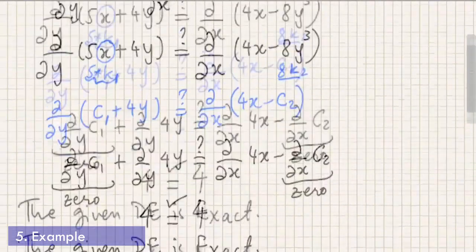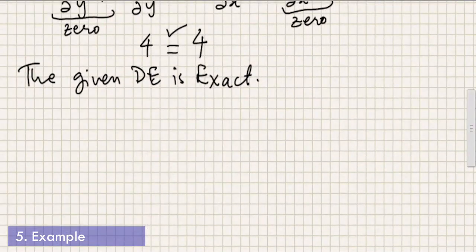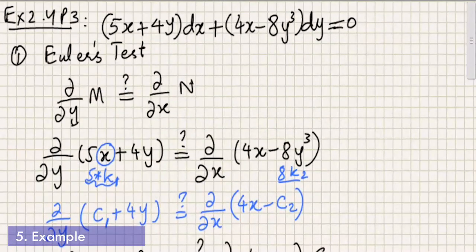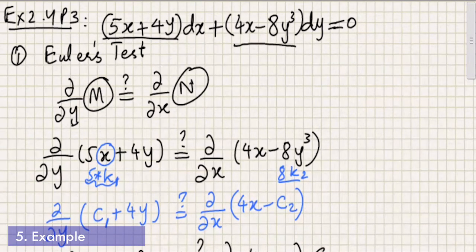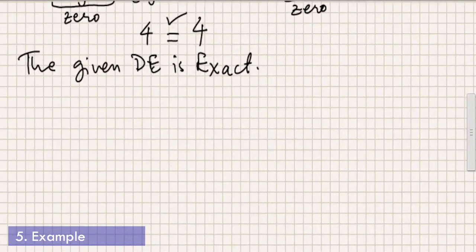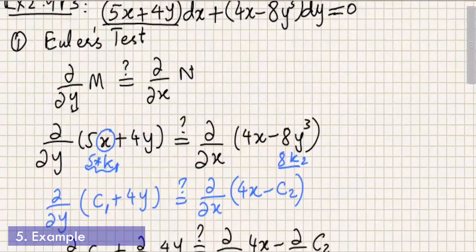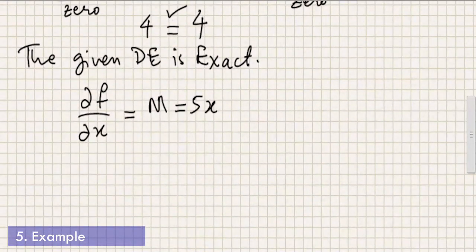So now what do we need to do? We need to solve the equation, right? In order to solve the equation, we need to remember at all times that 5x plus 4y is m and 4x minus 8y cubed is n, right? Now I'm just using my memory that we defined m as ∂f over ∂x, right? This was m. And what is the value of m given to us? 5x plus 4y.